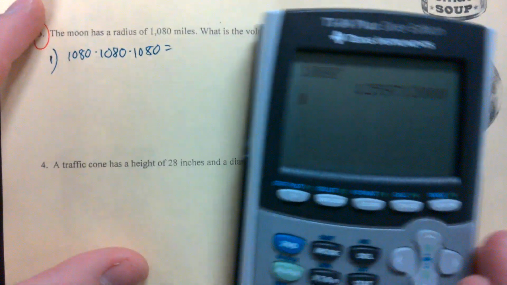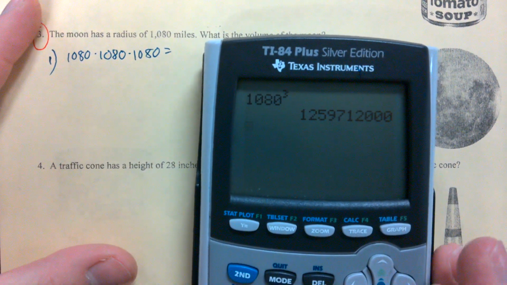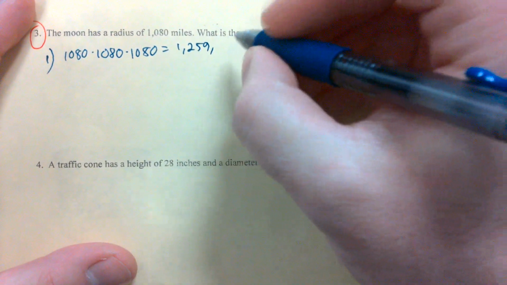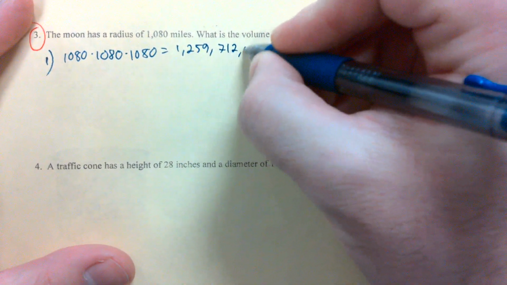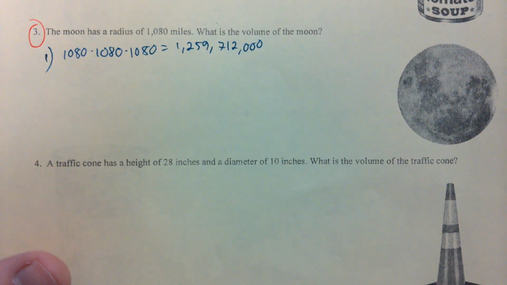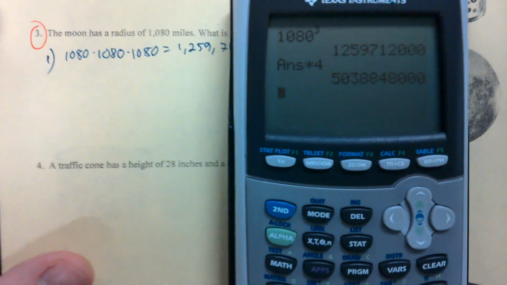Good Lord. Okay, what is that? Is that 1 million or 1 billion? That's 1 billion. 1,259,712,000. That's our number. All right, now we're going to multiply that by 4.